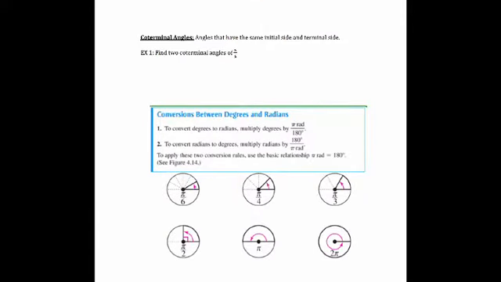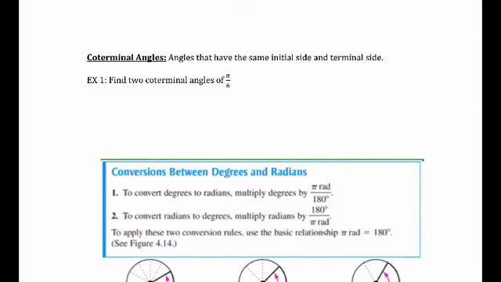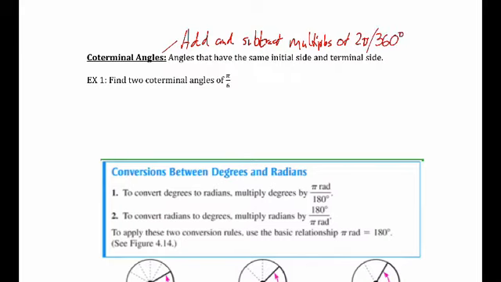Coterminal angles are angles that have the same initial side and the same terminal side. So they're coterminal; they share a terminal side. The biggest thing you can do to find coterminal angles is add and subtract multiples of 2 pi, a full circle. Or if we're talking about degrees, which we'll get back to in a second, 360 degrees. So we're adding and subtracting multiples of the full circle.